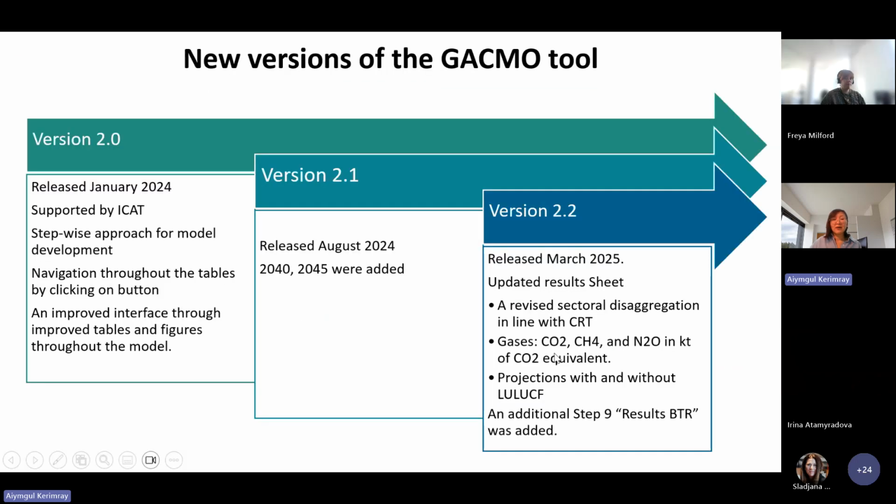We are at UNEP Copenhagen Climate Centre working to improve the GASMO tool. So in 2024, we released a new version, which follows a more stepwise approach and has an improved interface. And in August 2024, we released version 2.1, where we added 2040 and 2045. And in March this year, we released version 2.2, where we added an additional step with results in BTR format, so that the results of the GASMO tool can be directly copied to the CTF tables for BTR purposes.